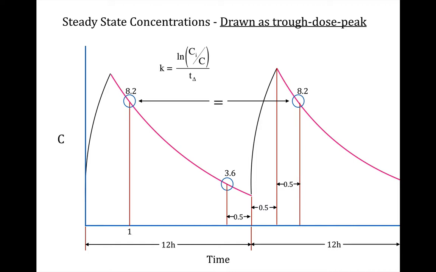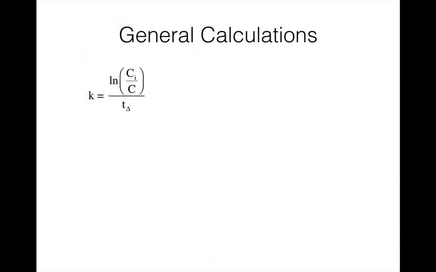We see that the peak was drawn at hour 1 in the interval, and the trough is drawn at hour 11.5. That gives us 10.5 hours between the two concentrations, and that's what T delta, or the time between Ci and C, would be if we transfer the peak from one interval to the prior interval. So let's do the calculations.